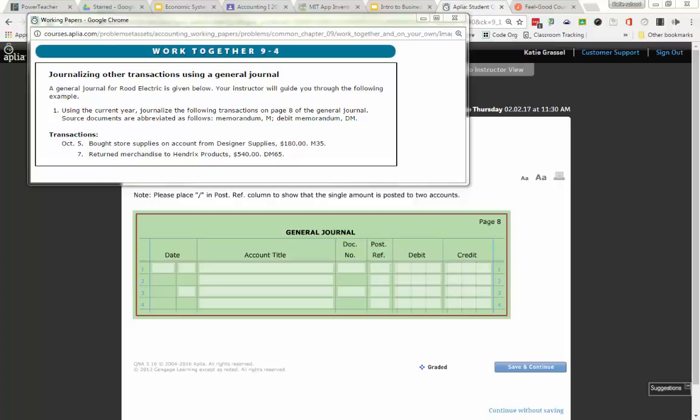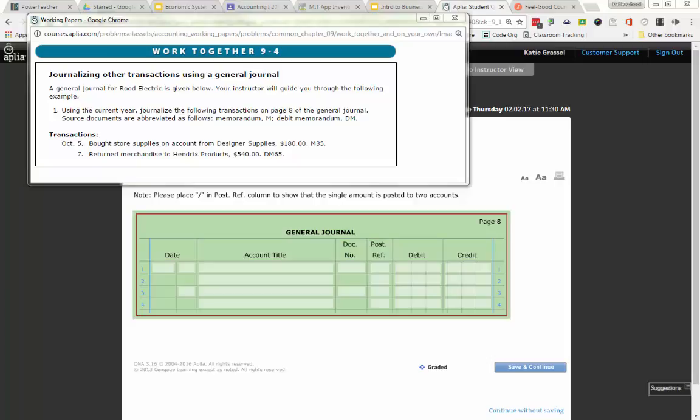So this journal, we have right here this note that people tend to skip over. It says, note, please place a slash in the post reference column to show that the single amount is posted in 2 accounts. So anytime that you write accounts payable slash the name of the business, you also have to put a slash in the post reference. We're not actually posting it right now, but the software will mark it wrong if you don't put the slash there.